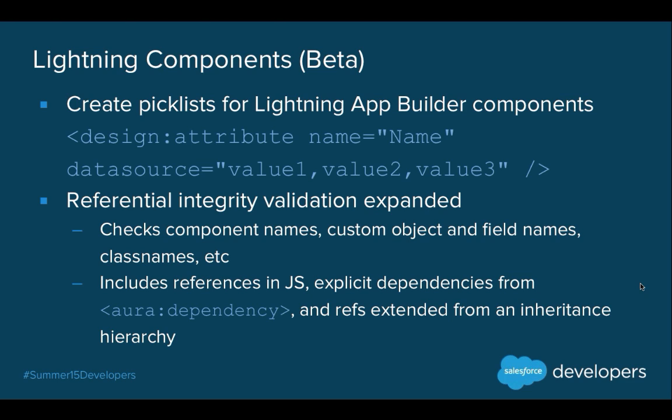And then also, we've made some improvements to the referential integrity validation to ensure that the framework is robust and that you're not going to have any issues where your component is, for example, referencing an object, and if somebody were to try and go and delete that object, we've got checks in place to help make sure that doesn't happen. And this even includes explicit dependencies from a dependency tag within your component. So just a little bit more enhancements to the framework to make it just that much more robust.